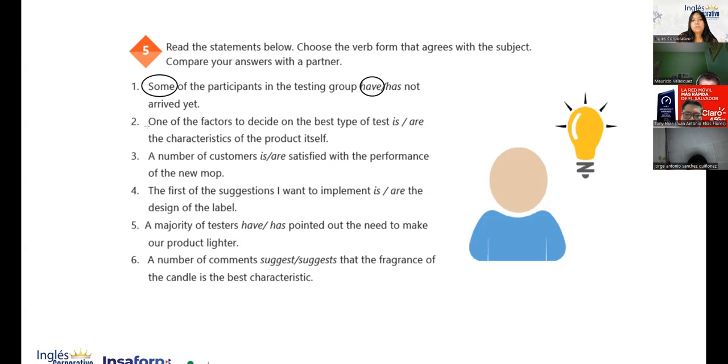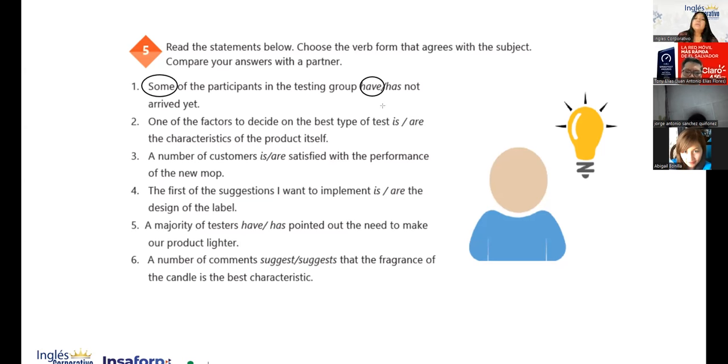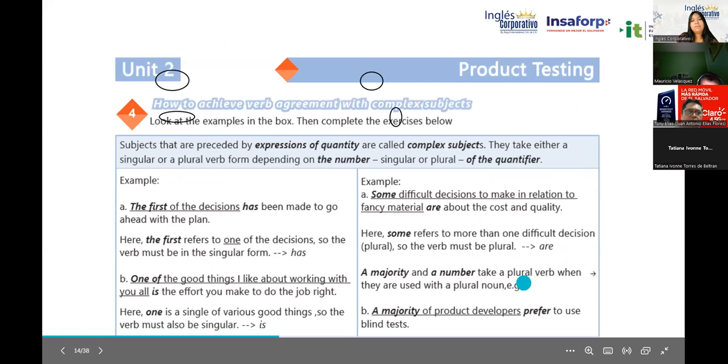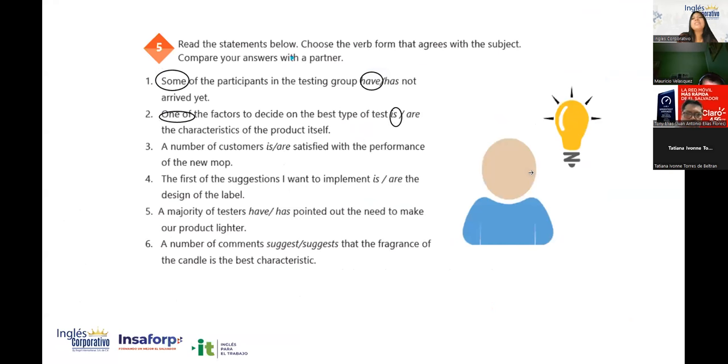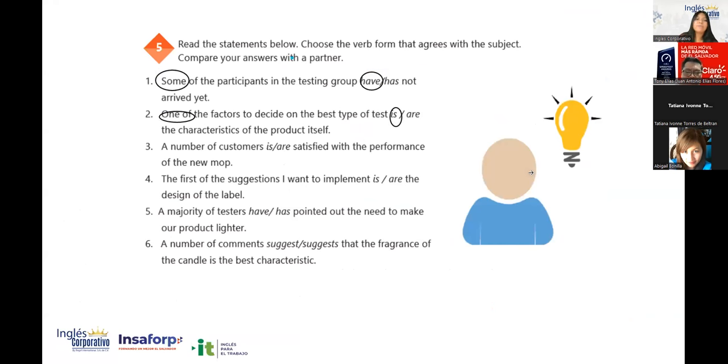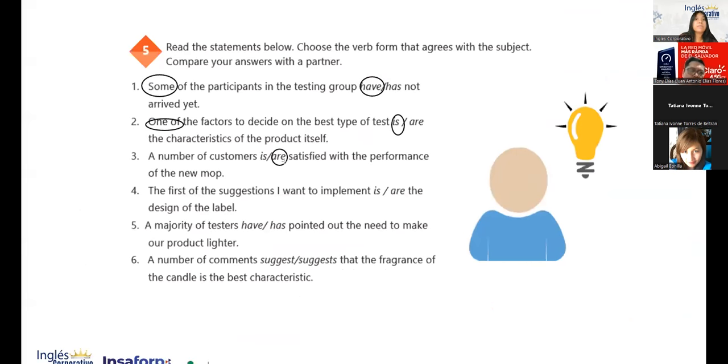Number two. One of the factors to decide on the best type of test is, because we have one of. A number of customers is or are. Is. Okay, are you sure? A number is correct. Exactly. It's the exception, right? So it is going to be are. Very good. You see? Aquí es donde tenemos que poner en práctica lo que sabemos.